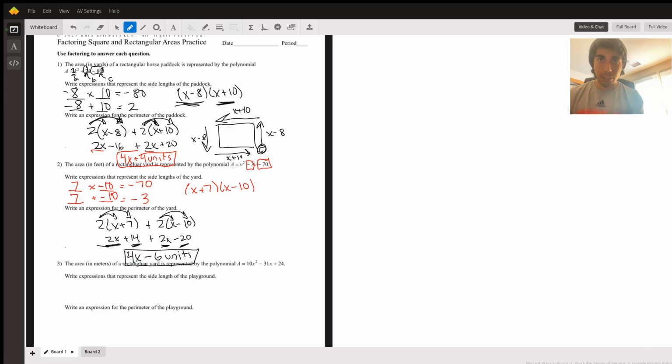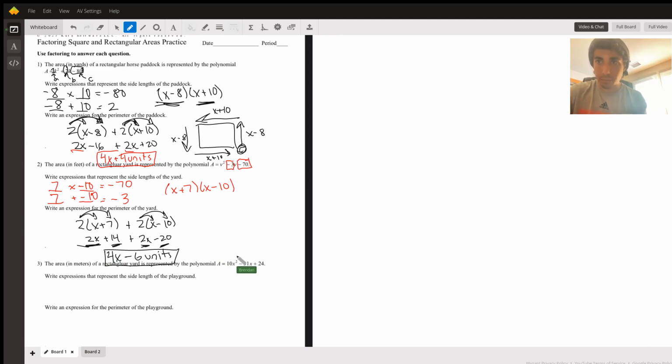All right, number 3. This is where it gets a little trickier. So you have to notice that this a term is not 1, right? This is a 10 here. We got a equals 10. And then we've got b equals -31. And we've got c equals 24. All right, so this is what we did yesterday. This is the hard kind of factoring. This is where we have to do the diamond.